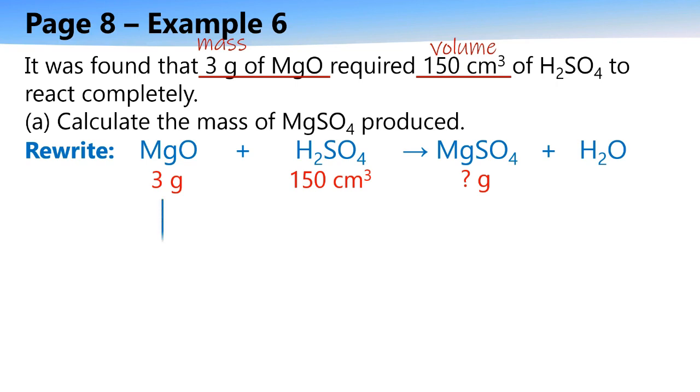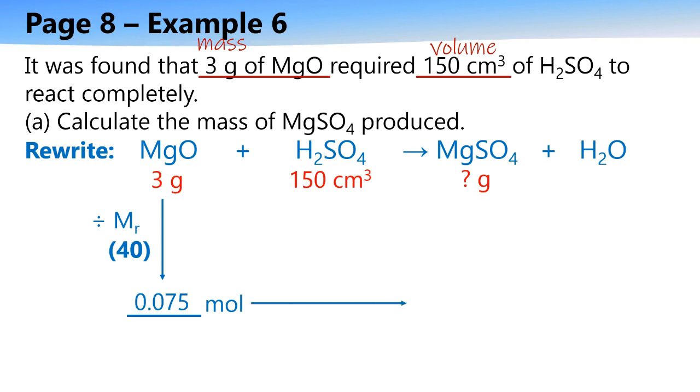So for the number of moles of magnesium oxide, given the mass, I simply divide by the mR, which is 40, and I get 0.075. Now, how many moles of magnesium sulfate will I produce? What is the mole ratio? If you look at the equation, the mole ratio is actually 1:1. So if I use 0.075 moles of magnesium oxide, I will also produce 0.075 moles of magnesium sulfate.